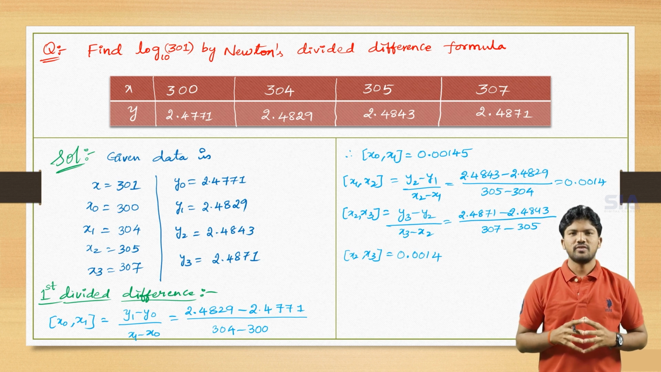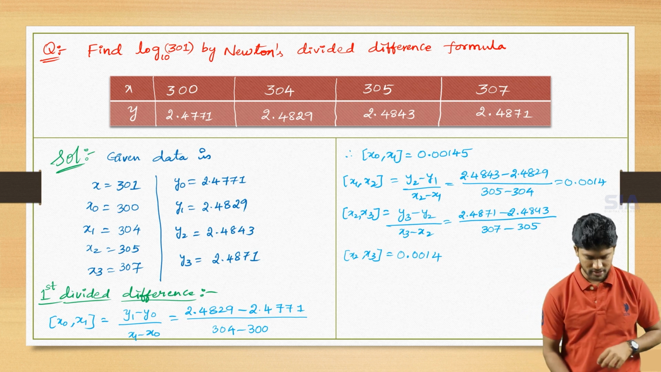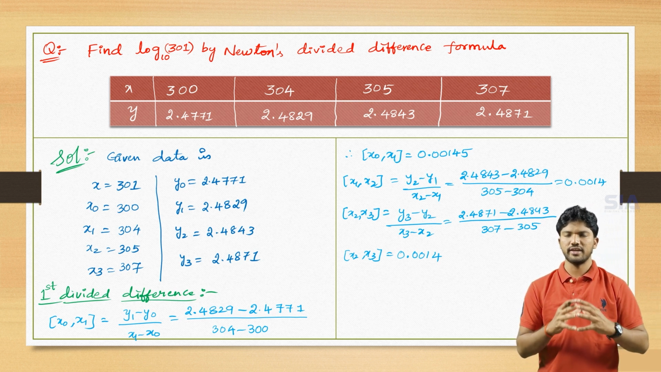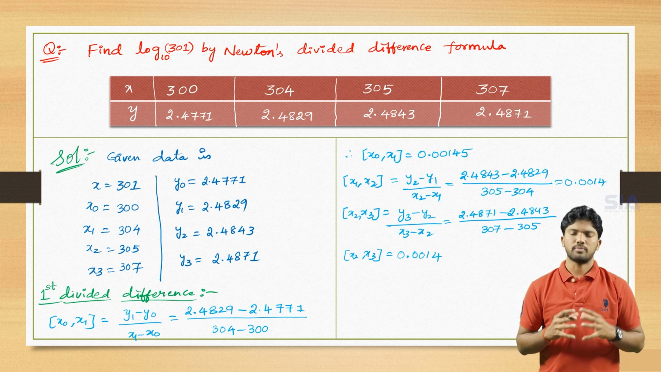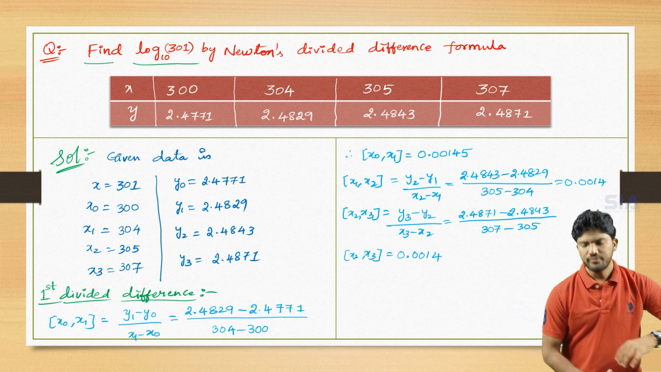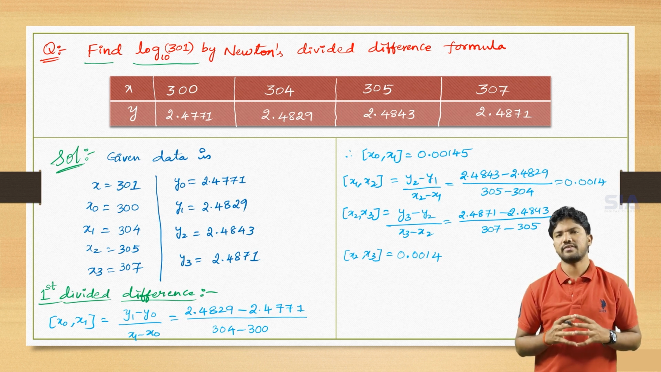In this lecture, we are going to discuss a problem based on the Newton divided difference formula. In the previous lecture we discussed the derivation of the Newton divided difference formula. Therefore, now we are going to discuss a problem on how we can use that formula. Find logarithm of 301 base 10 by Newton's divided difference formula.